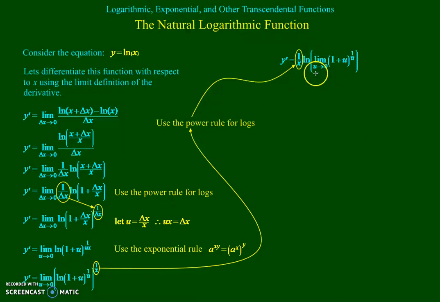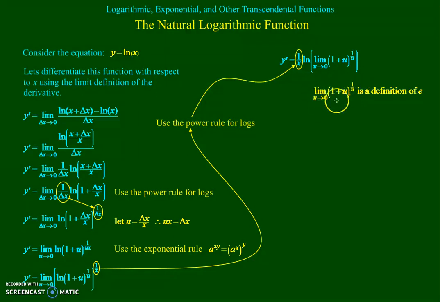And now, at long last, we've arrived at our manipulation target. This expression inside here, the limit as u approaches 0 of (1 plus u) to the 1 over u power, is one definition of the natural number, e, 2.7182818, and so on. And we know from our basic properties of logarithms that ln is just log to the base e. And one of the fundamental properties of logs is log to the base a of a is simply 1.